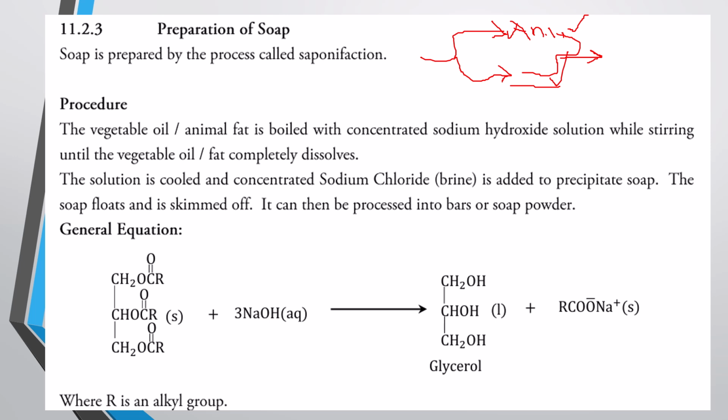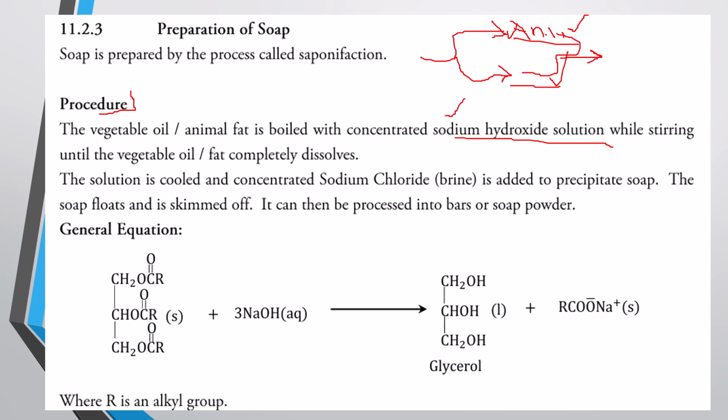But animal fat is also not that hard, because you just have to buy the tissue from the butcher, cook it, let the fat float, skim it off and put it in a separate container for it to dry. Now, when you operate the procedure, the vegetable oil or the animal fat that you have already extracted is going to be boiled with concentrated sodium hydroxide solution. This is done while stirring the vegetable oil or fat until it completely dissolves in our base, which is concentrated sodium hydroxide solution.